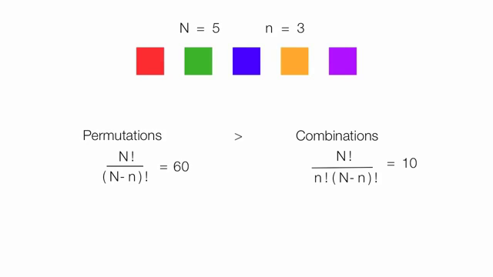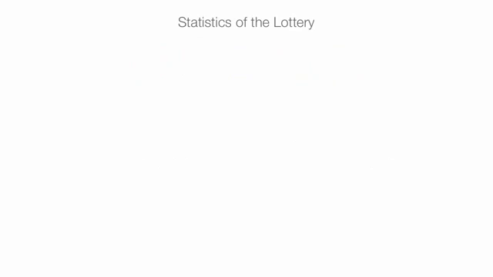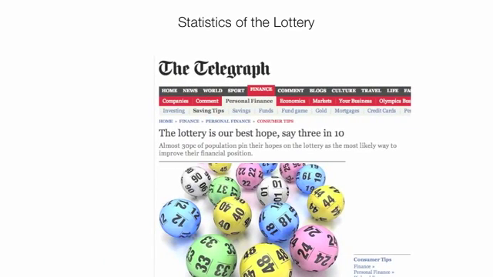Next, I'm going to discuss the statistics of the lottery. Not long ago, the Telegraph reported the lottery is our best hope, say 3 in 10, or 30% of the people are relying on the lottery, which I'm going to show you is probably not a really good idea in the next video.